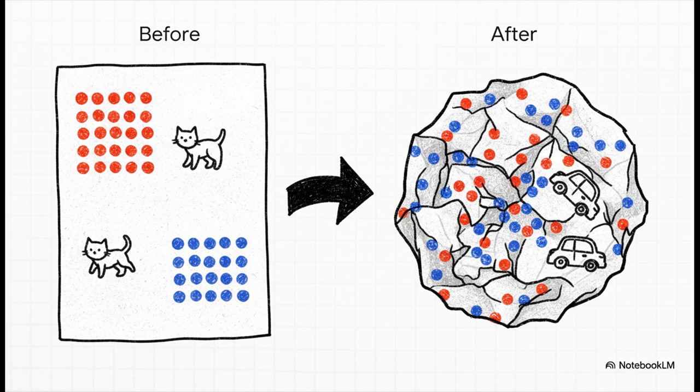Let's make this way more simple. Imagine we have a giant sheet of paper. For every single cat picture out there, we put a little red dot on the paper. For every car picture, a blue dot. Got it? Now, take that paper and just crumple it up into a super tight, messy ball. That is what raw data looks like to an AI, just a tangled mess.